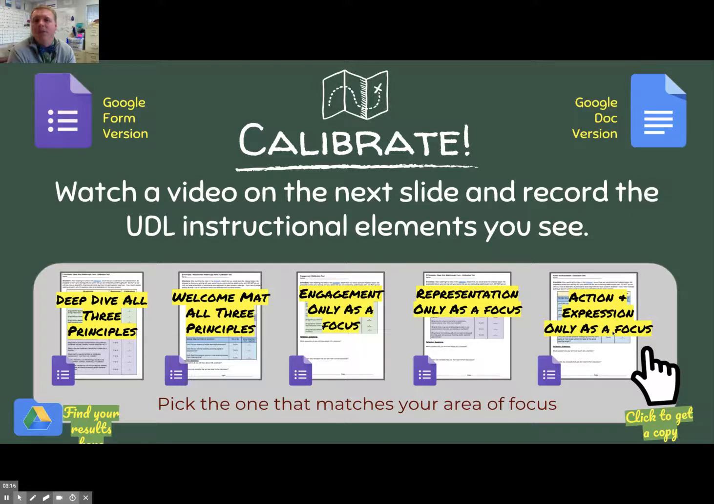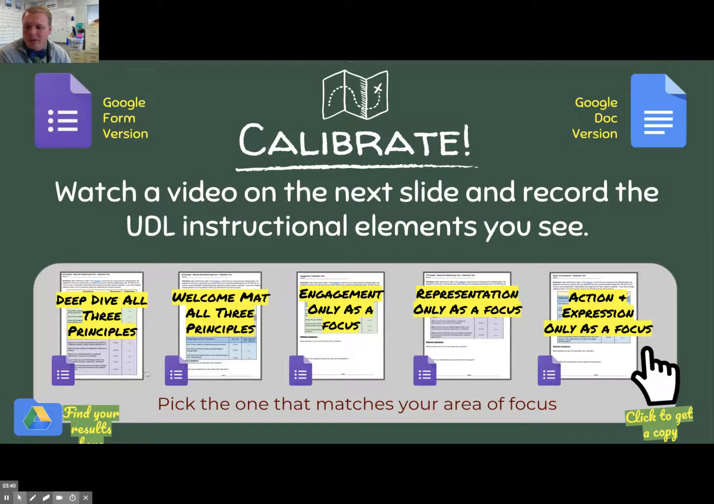So when you calibrate, you first need to determine, well, what are we going to look for as a group? What's our lens going to be in terms of UDL? Now, there are 5 different options here for 5 different lenses. You have a deep dive, that's all 3 principles. You have a welcome mat, that's just the top guidelines for each principle. You have the engagement only as a focus, you have representation only as a focus, and then you have action and expression only as a focus.